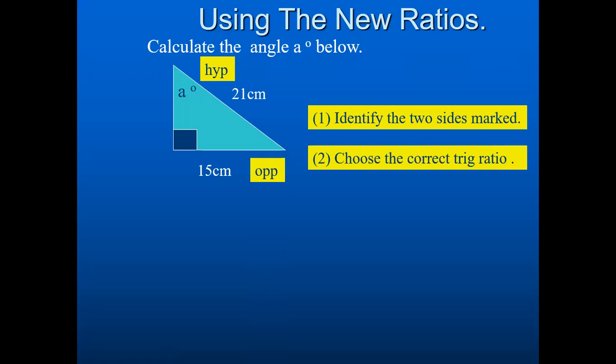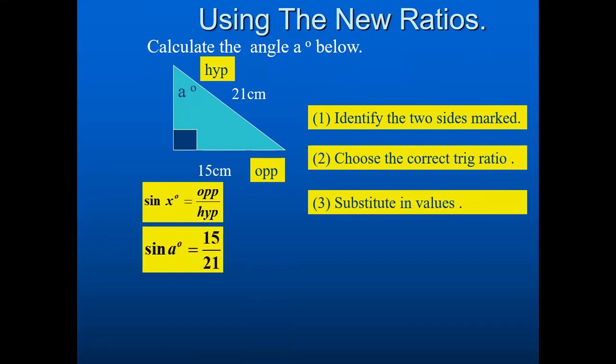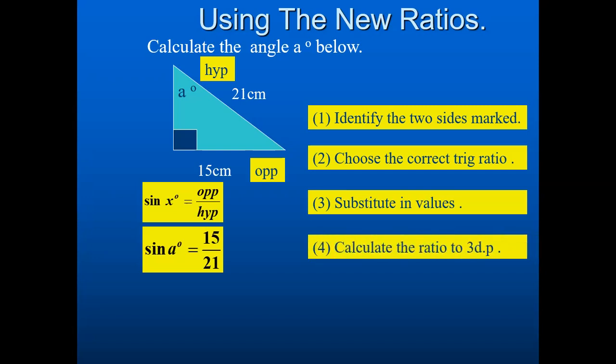So here, the most important thing: you label the two sides given, and you choose the correct ratio. What would be the correct ratio here? Sine. Then they say substitute the values, right? Wherever you have opposite, they put 15, and wherever hypotenuse, they put 21. Clear? Now they divide 15 by 21, and they say you should give it to 3 decimal places. So when they divide, they get 0.714.